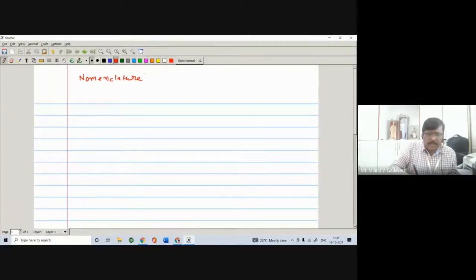Nomenclature of alkyl halide RX. There are two types of names. One is the common name and the other is the IUPAC name. So in the common name, how do we write the alkyl halide? We should know the name of R and we have to write the name halide. So it is your alkyl halide. In this way we have to write the name of this compound.